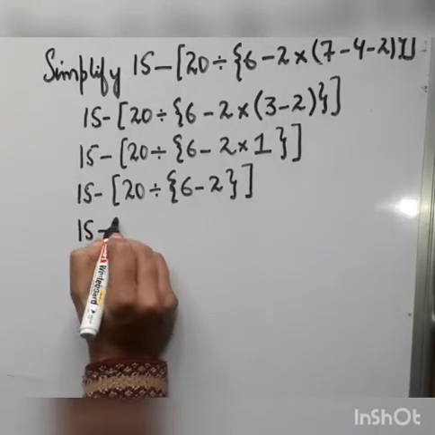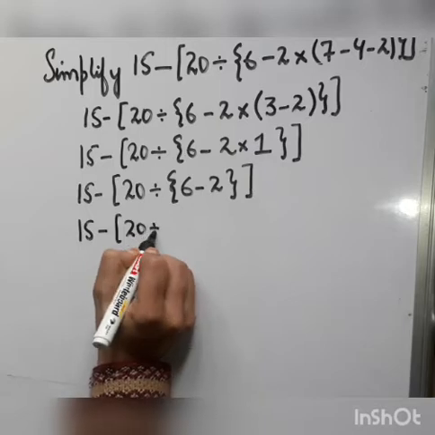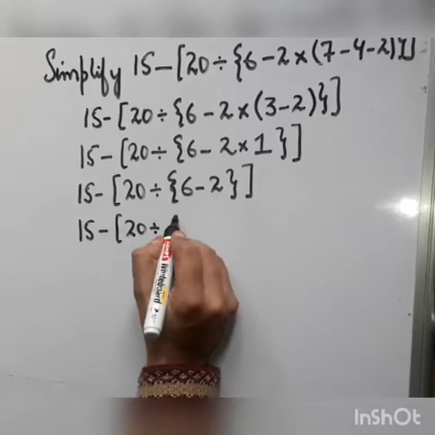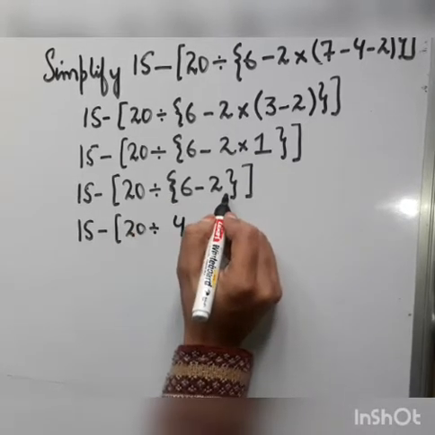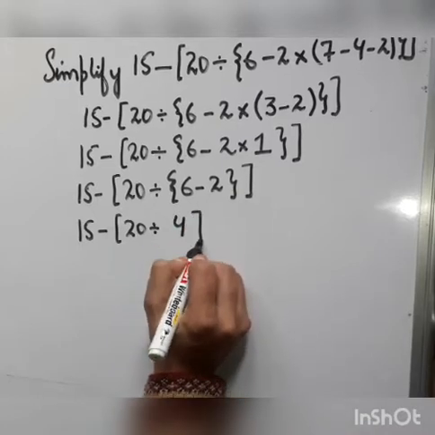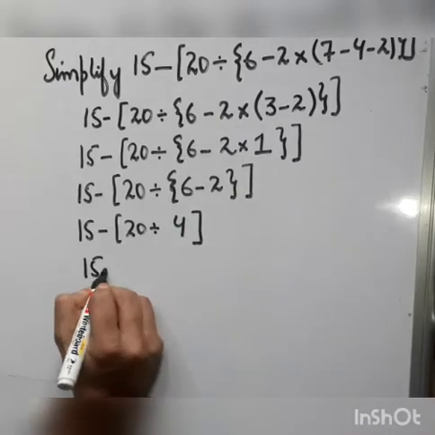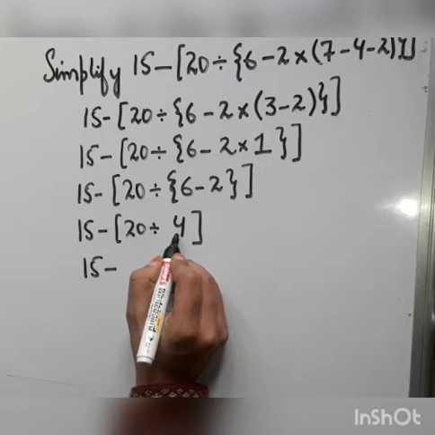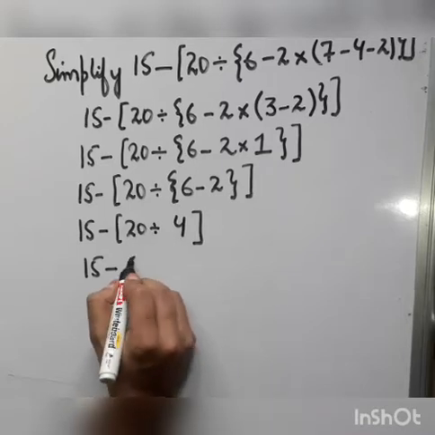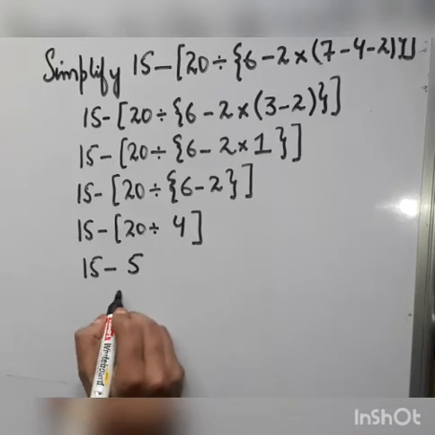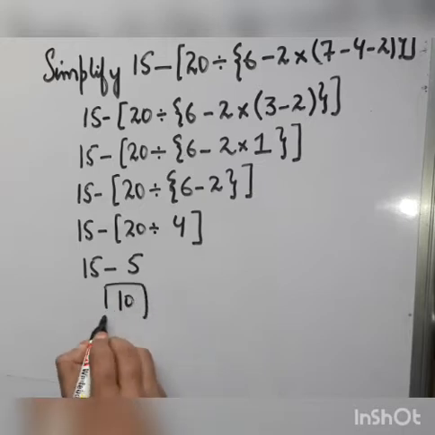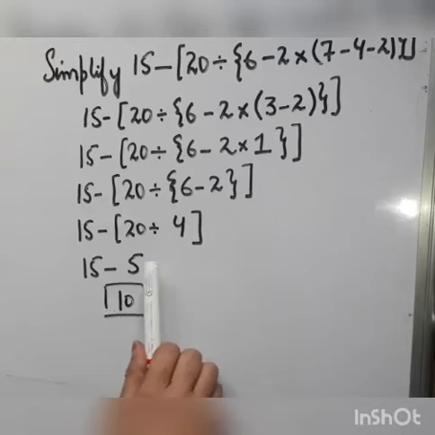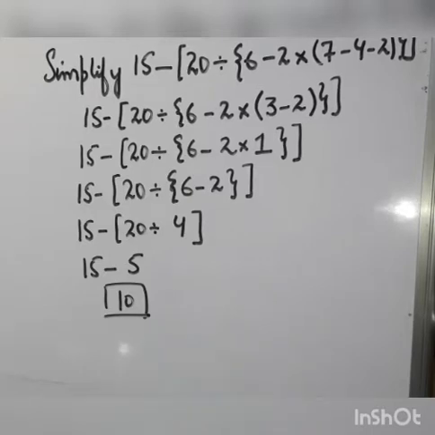Now 15 minus 20 divided by, now 6 minus 2 is 4. Now these curly braces will be removed, then square brackets close. Now 15 minus, now 20 divided by 4 is, 4 fives are 20, so 5. Now 15 minus 5 is 10. So 10 is the answer. Here we have removed the square brackets. So this is the way of solving such numerical expressions.